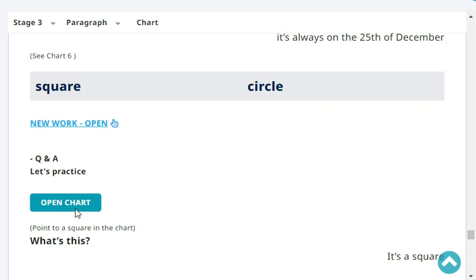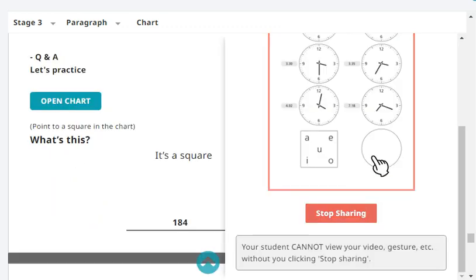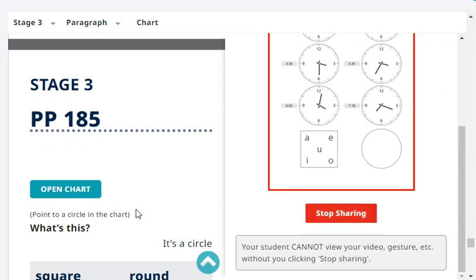Next. What's this? It's a square. What's this? It's a circle. Very good.